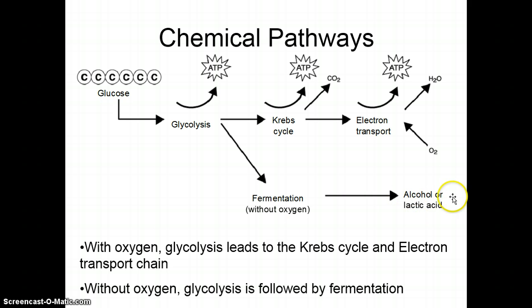Now, sometimes this is good. We want things to ferment and make alcohol or lactic acid. Lactic acid is important in the manufacturing of things like cheese and yogurts and ice cream. But in your body, fermentation is a bad thing. So glycolysis is always taking place, even without oxygen. With oxygen, it will lead to the Krebs cycle and the electron transport chain. Without oxygen, it will lead to fermentation, which is the production of alcohol or lactic acid.